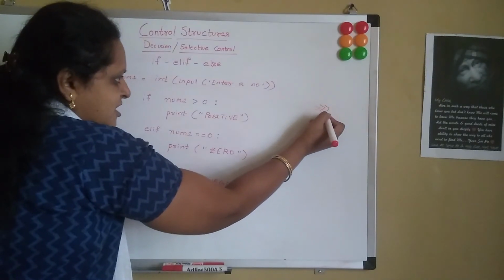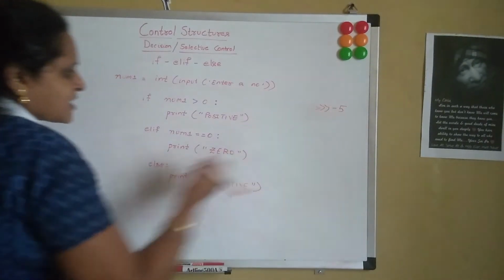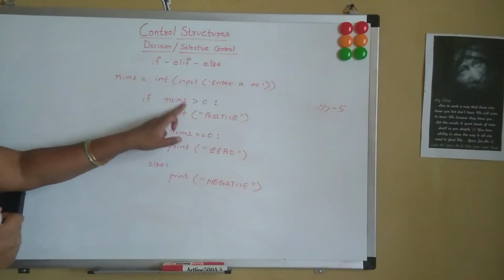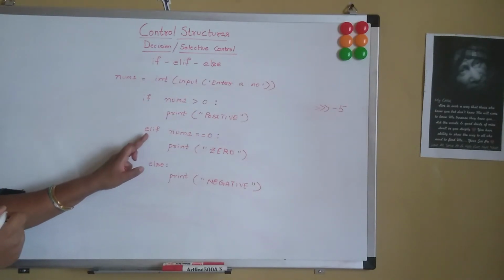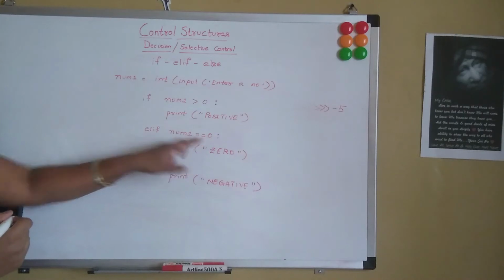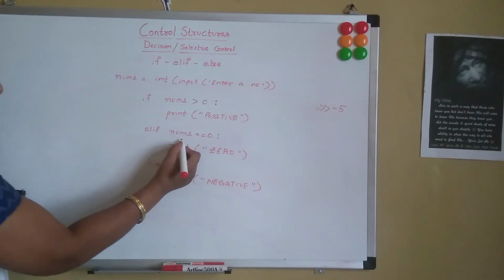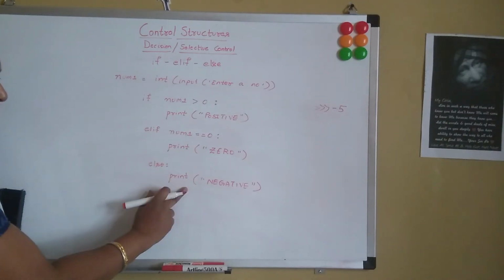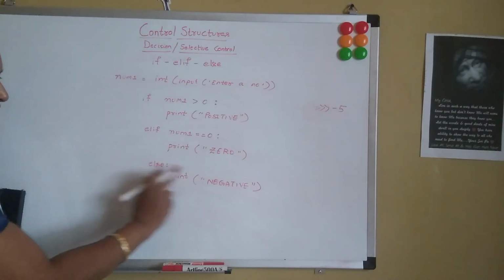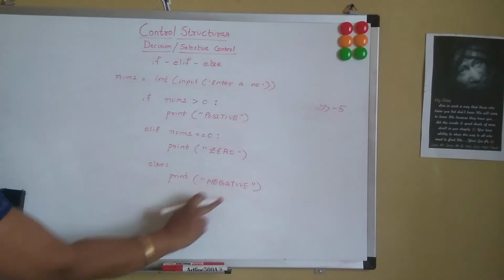Suppose in the IDLE shell, the user enters -5. Is num1 greater than 0? No. It will come to the elif condition. Num1 equal to 0, it's comparing if num1 is equal to 0. No. So it comes to the else condition and it prints negative.